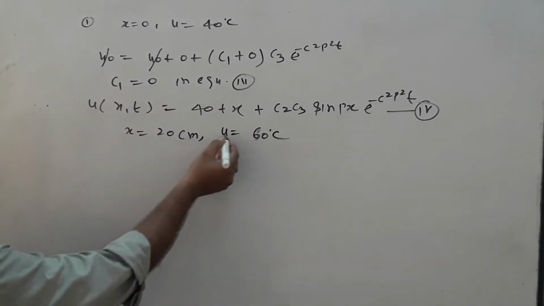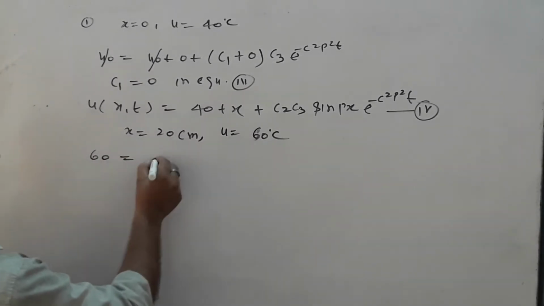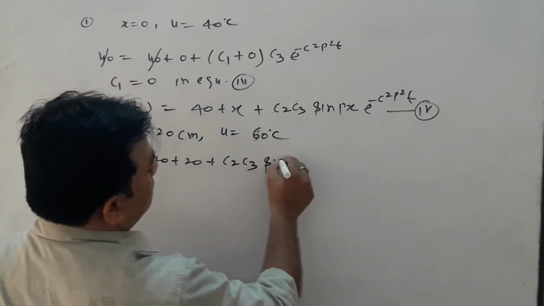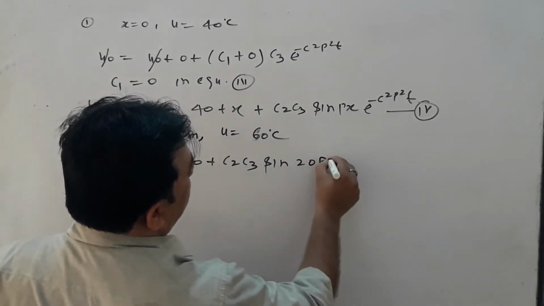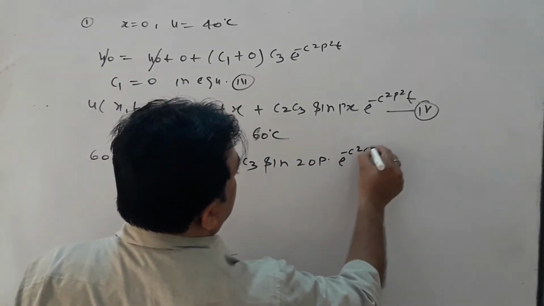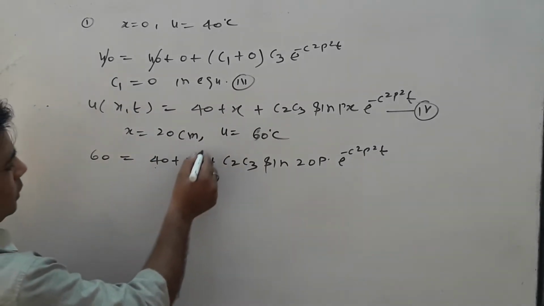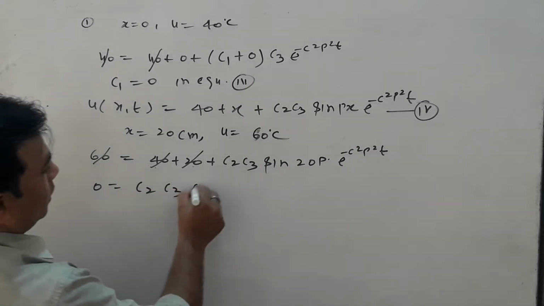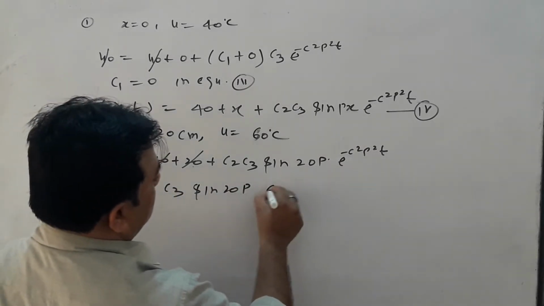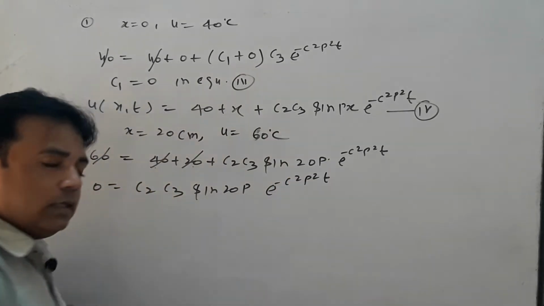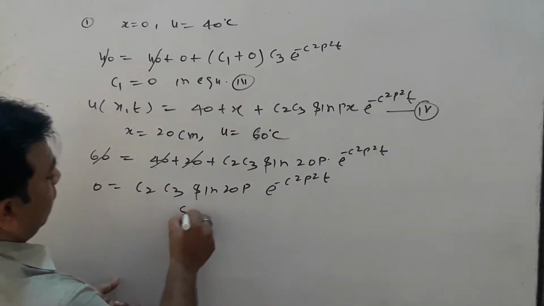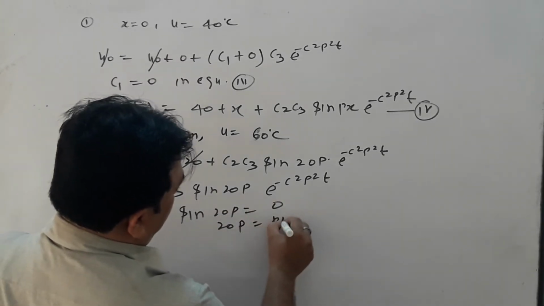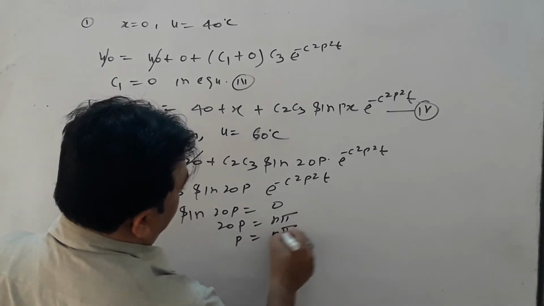So 60 equal to 40 plus 20 plus c2 c3 sin 20p e to the power minus c square p square t. The 60 cancels, so 0 equals c2 c3 sin 20p e to the power minus c square p square t. Again we let the value of sin 20p equal to 0, so 20p equal to n pi, p equal to n pi over 20.